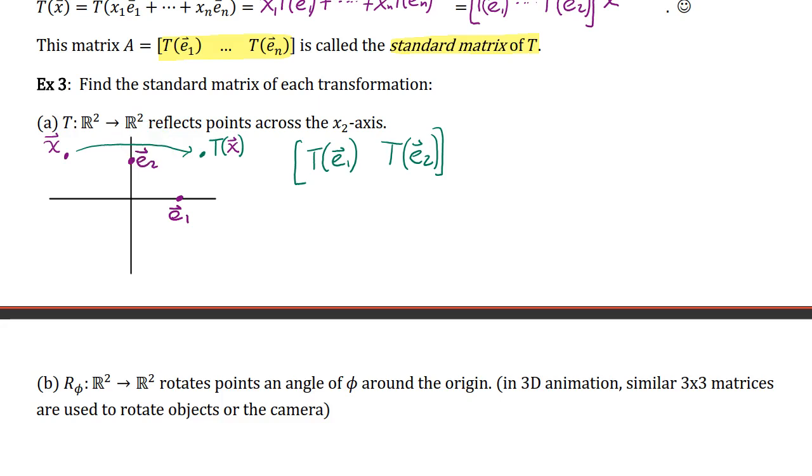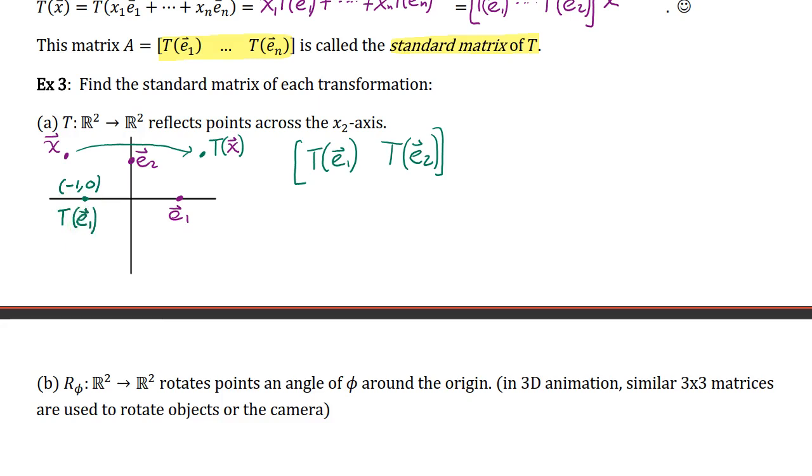And let's think about what's going to happen to each of these. If you plug in e1 into this, you're going to end up at this point over here, still a distance of 1 away, but on the opposite side. So that would now be the point -1, 0. That is T of e1.